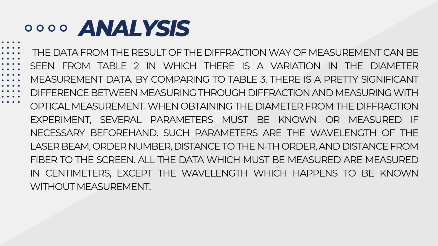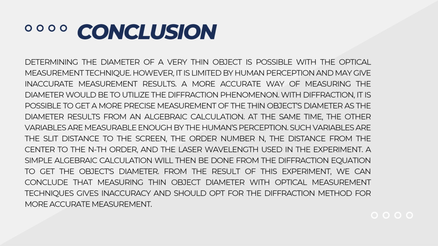In order for us to get the diameter with the diffraction method, several parameters must be known or measured beforehand. Such parameters are the wavelength of the laser beam, which was known at the time of purchase, and then the order number, the distance to the nth order, and the distance from the fiber to the screen. All data which must be measured are measured in centimeters, except the wavelength, which is known without measurement. And the next is finally the conclusion.